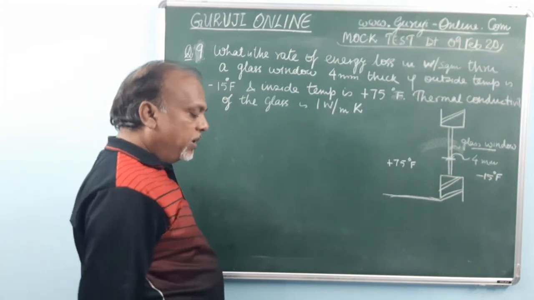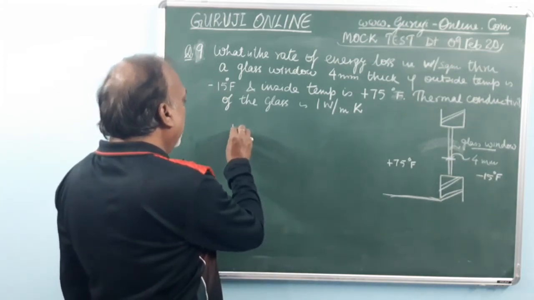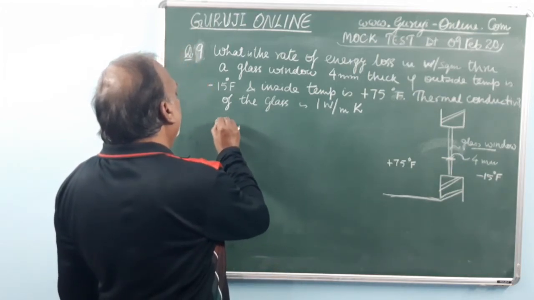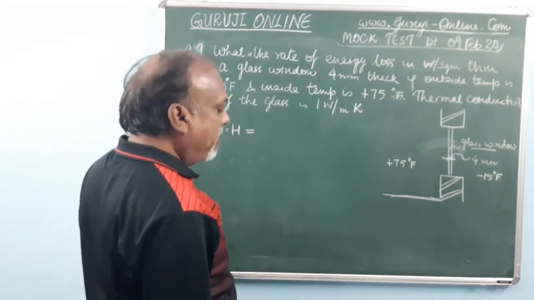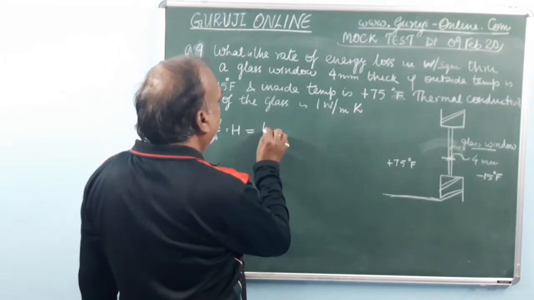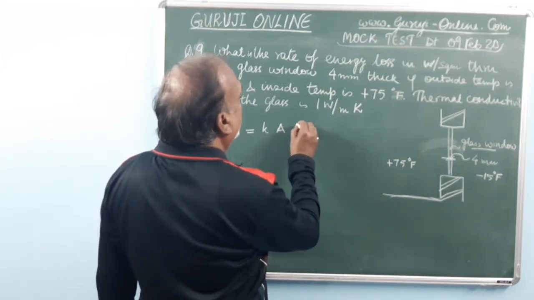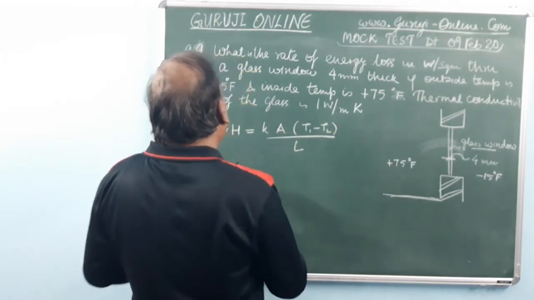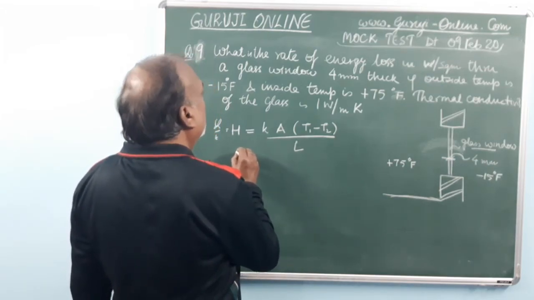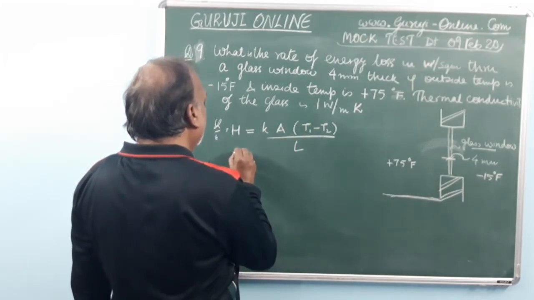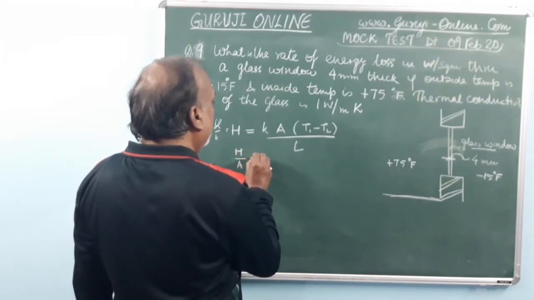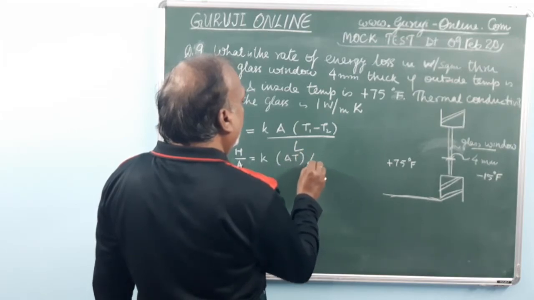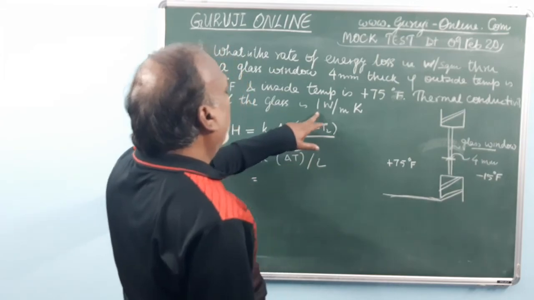Now in the previous problem we have already seen that H, that is Q upon T, is equal to K A (T1 minus T2) upon L. We are asked to find out energy loss per meter square, that is H upon A, which is nothing but K delta T upon L. K we are given as 1 watt per meter Kelvin.